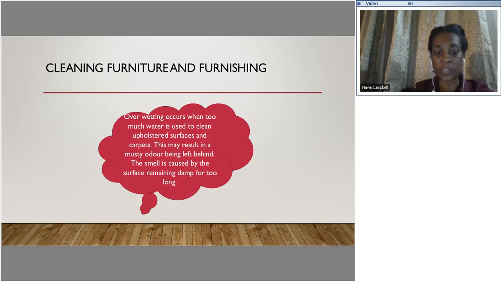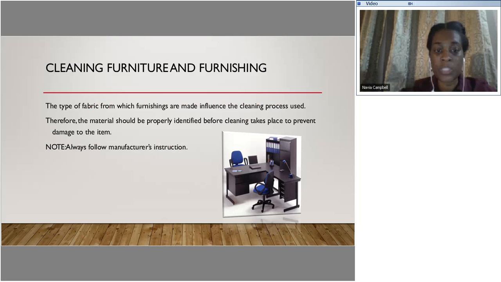What is overwetting? Overwetting is when too much water is applied to an upholstered surface or carpet during the cleaning process. This may result in a musty odor being left behind, which is a result of the area remaining damp for too long.